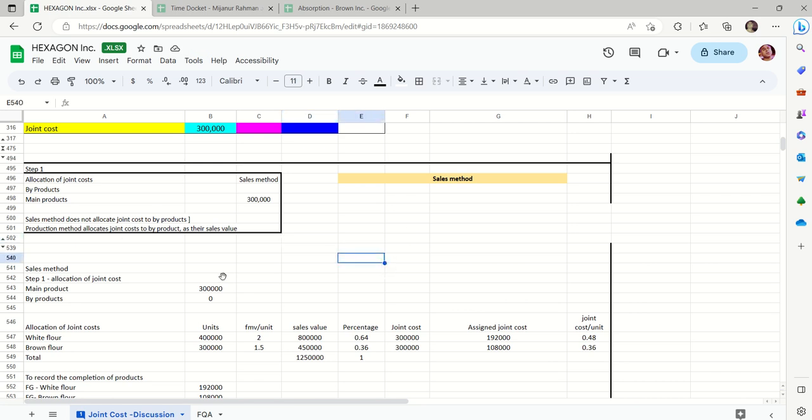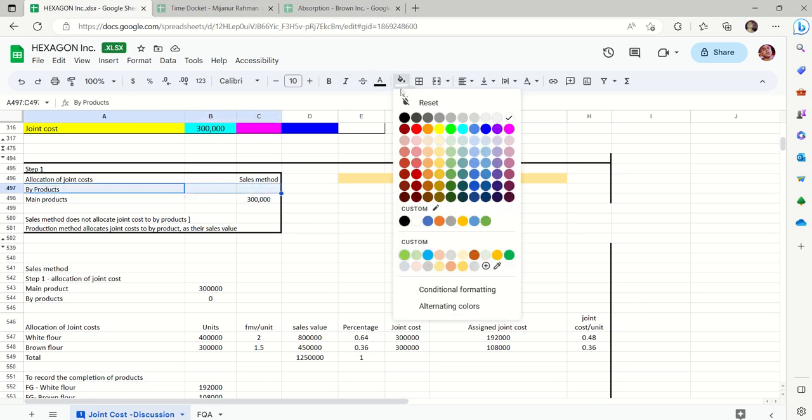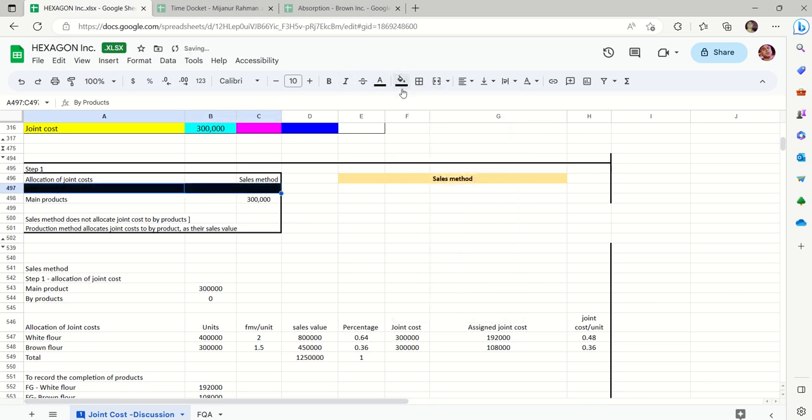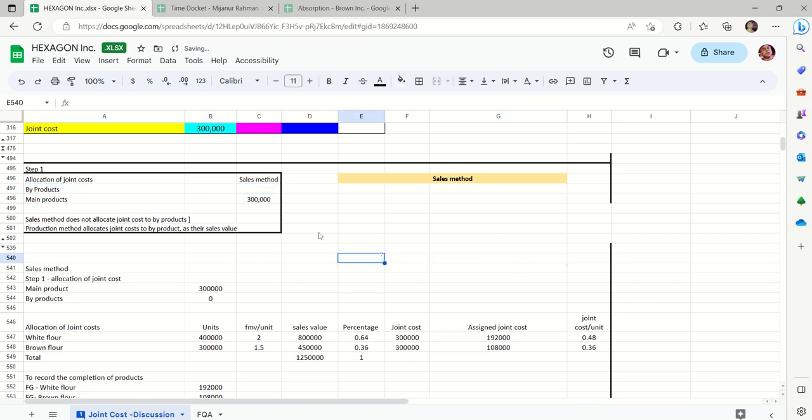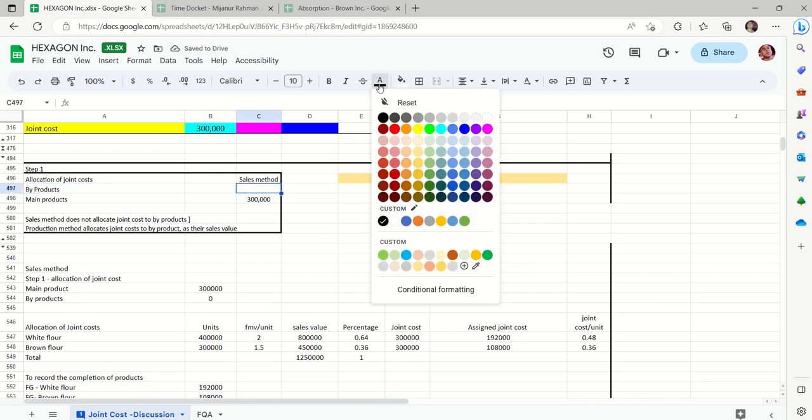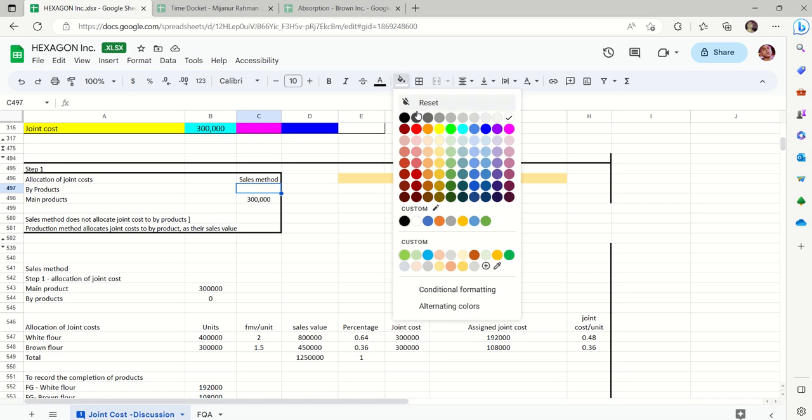Okay, so now we know right away we don't have any byproducts. We don't allocate any cost to the byproducts. So it's black right there. Or you could say red. There's nothing there. Okay, it's empty. An empty spot. So just put black if that helps.